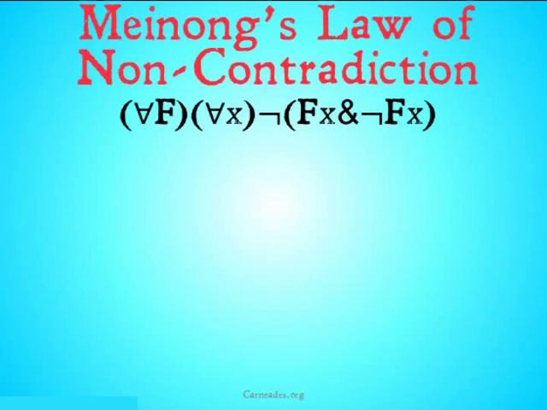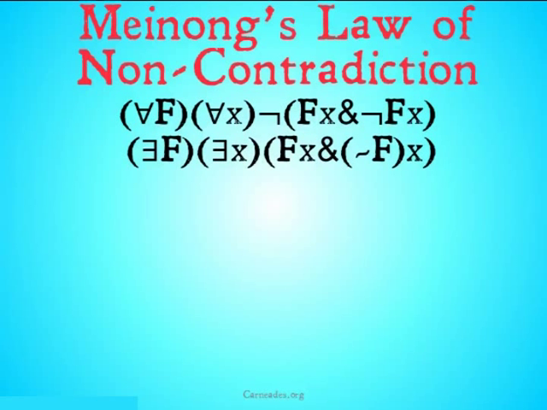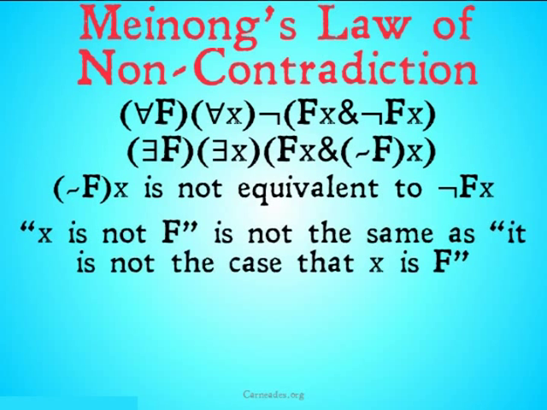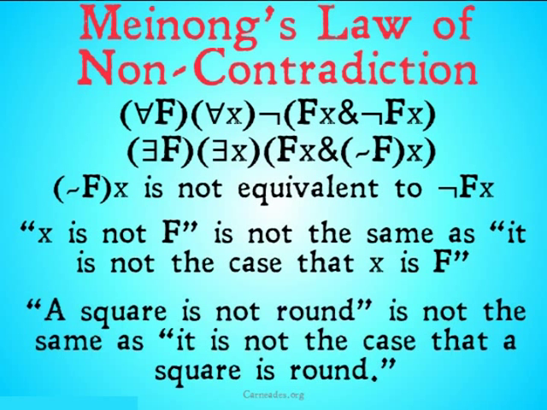Let's take a look. So, we notice that in the first statement, I have negation symbolized by that kind of sideways L, that sentence negation. While in the second statement, I have negation symbolized by the little squiggly line, the tilde. That is property negation. The point here is that X is not F is not the same as it is not the case that X is F. Basically, a square is not round is not the same as it is not the case that a square is round.